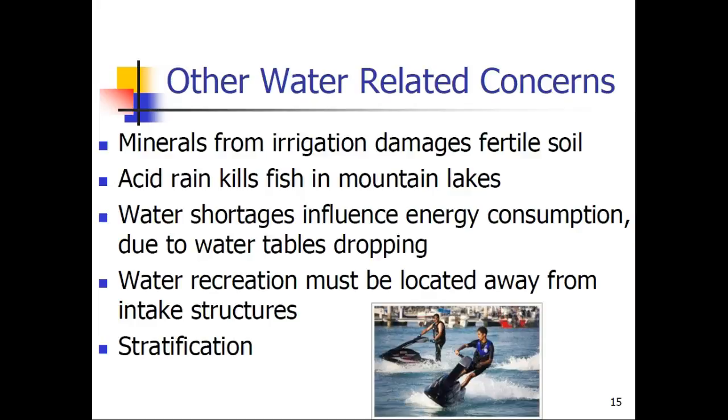So what are some of our other concerns? Minerals from irrigation that damage the fertile soil. Acid rain kills the fish in the mountain lakes. Water shortages influence energy consumption due to the water tables dropping. There's a huge nexus between energy and drought and water consumption. Do you know who the largest user of electricity is in California? It's the water industry.